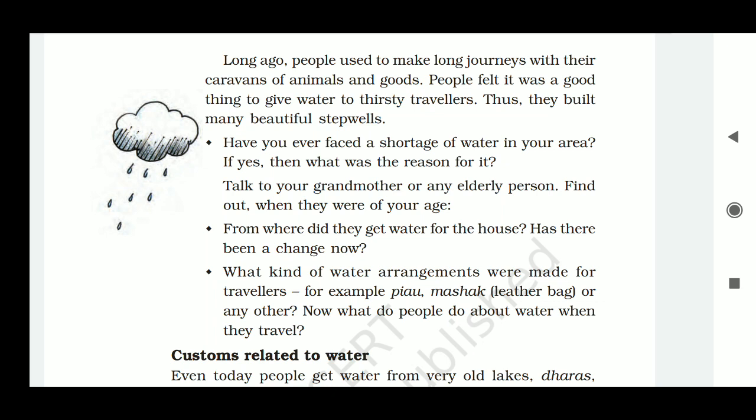So have you ever faced a shortage of water in your area? If yes, then what was the reason for it?